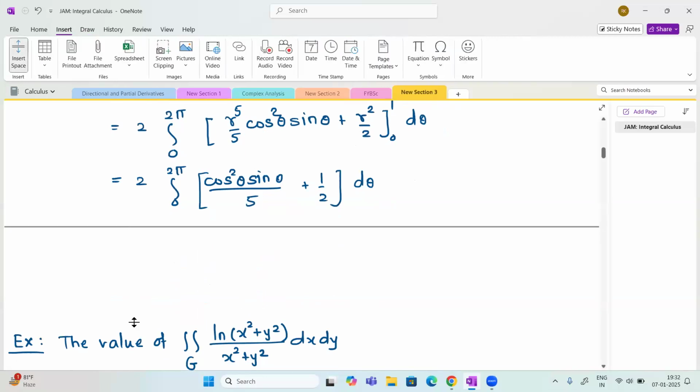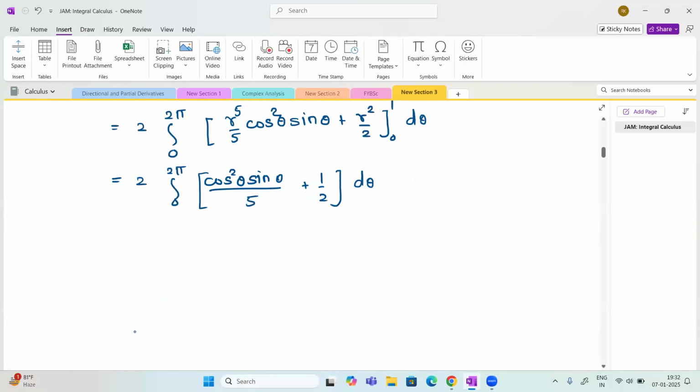Sir, shall we substitute cos square theta is equal to 1 minus sine square theta, because we have sine cube theta? See, before that, you are right actually. But see, what will I do? I will take the separate integrations. Will it be better? Yes, sir, it will be easy. 2 will get cancelled, 0 to 2 pi. So I'm sure the second integral anyone can solve easily, right?